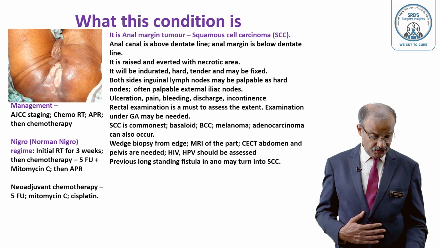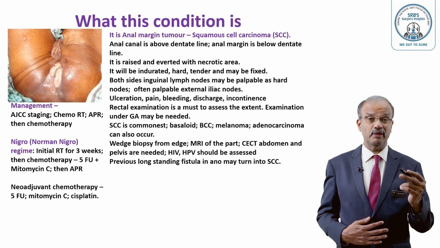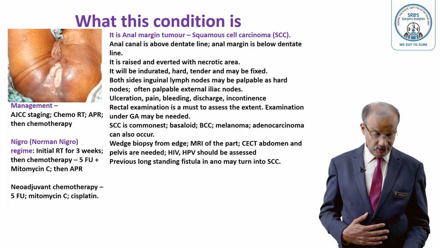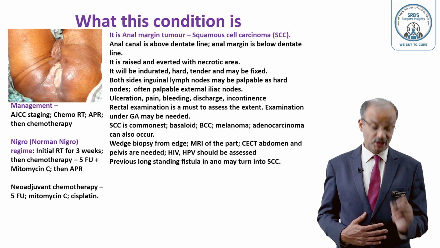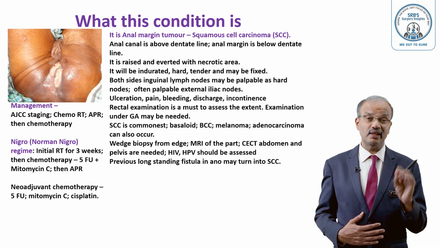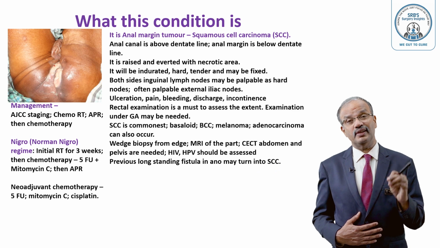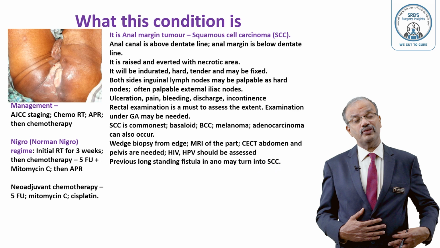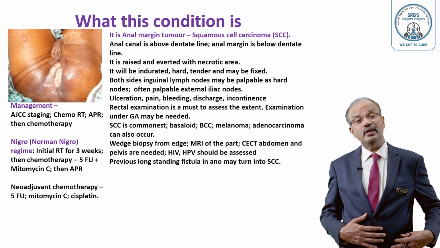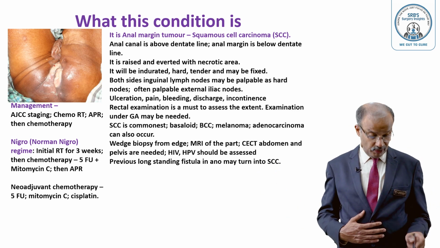Management: AJCC staging you have to remember, you can always go through my manual. Chemoradiotherapy is the treatment initially, then of course after that, abdominoperineal resection. You remove the anal canal, you can't retain the anal canal in this patient. Anal canal, proximal rectum, then do a permanent end colostomy, maybe on the left side because the growth is rather distal. Sigmoid end colostomy can be done as a permanent one.